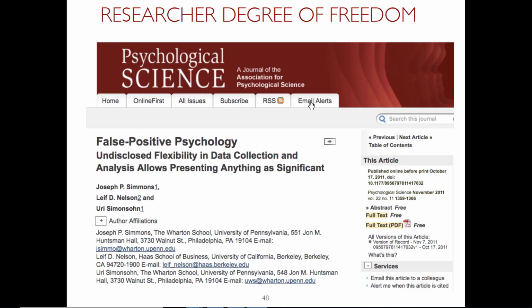There are many, many examples of this, to the point that the journal Psychological Science has a paper which states that undisclosed flexibility in data collection and analysis allows presenting anything as significant. So this is what I mean when I'm being really careful. I totally agree you need to look at your data. You really want to detect flaws in your data collection and all of that. But at the same time, it is really important to decide upfront how the data will be analyzed and stick with that, no matter how much we dislike the outcome.